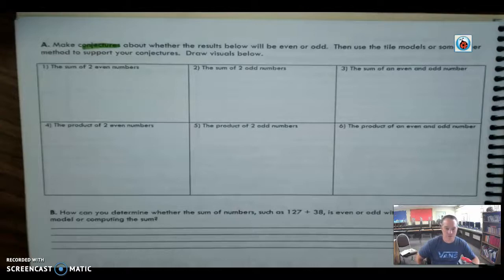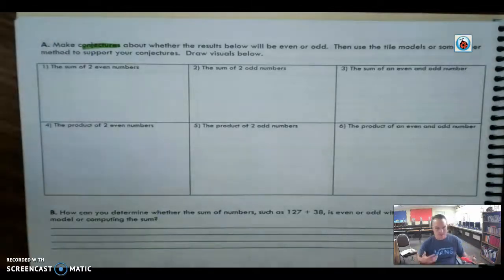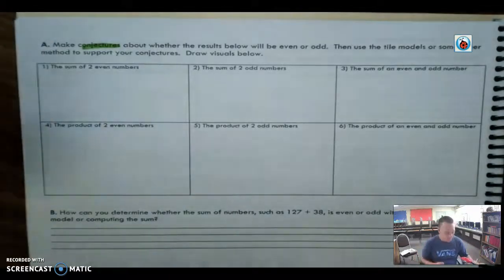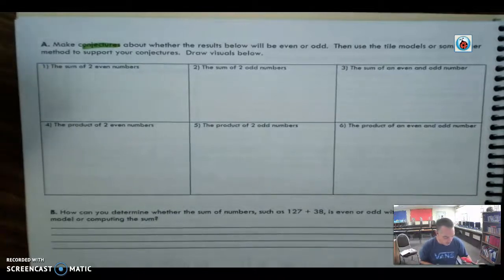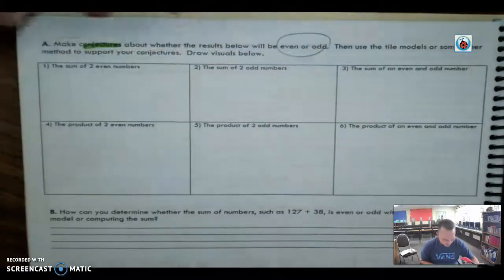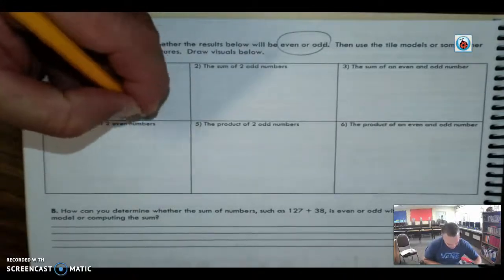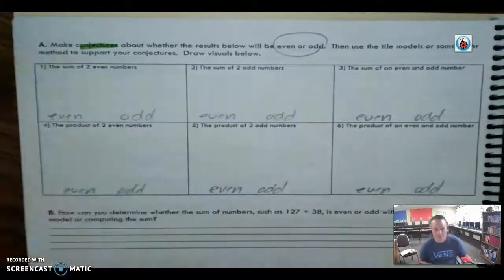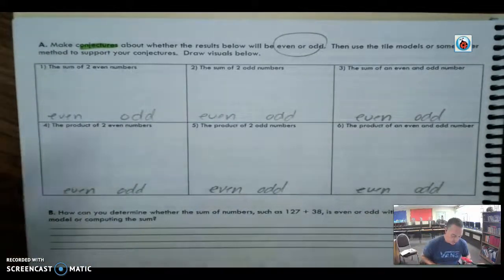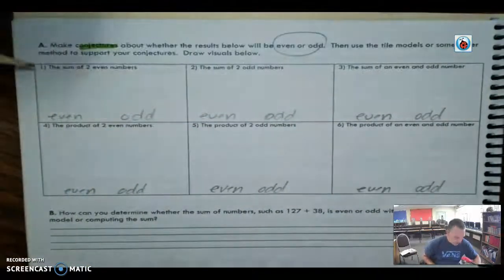Draw visuals below. Okay, so let's talk about what are 2 even numbers. You're going to think the sum of 2 even numbers, are they going to be even or odd? So I'm just going to put down here even, odd. I'm going to do that for all of them. Okay, so I went ahead and wrote even and odd on all of them. It doesn't say add, it says odd. And the sum of two even numbers.